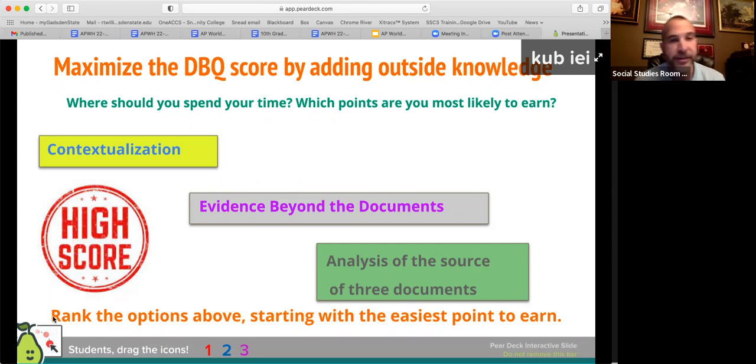Do you think evidence beyond the documents is number one, most likely to earn that point? Do you think for you it's more contextualization? So go ahead and be dragging, one, two, three, and rank them, with one being the point you think is most likely. Which one of those areas do you think is most likely to be earned?